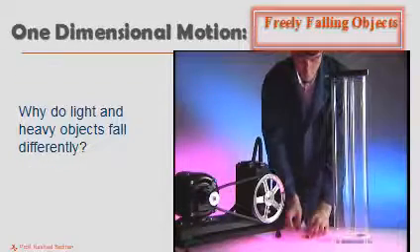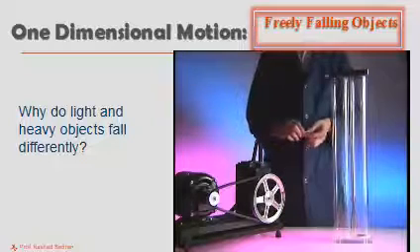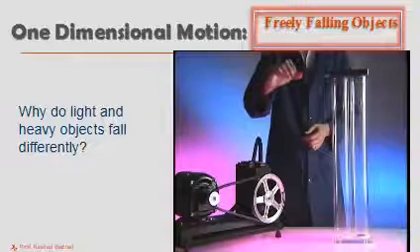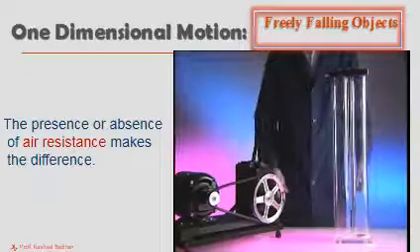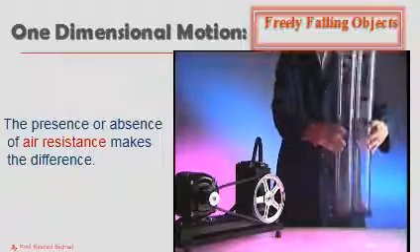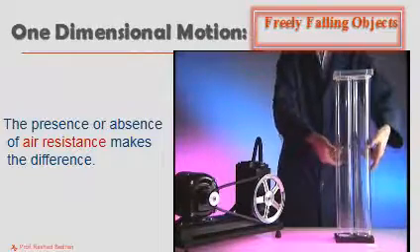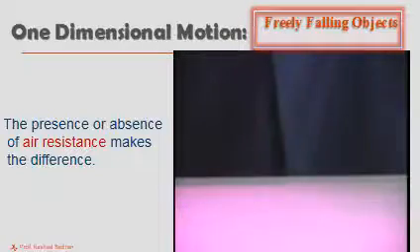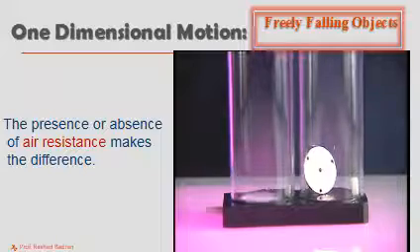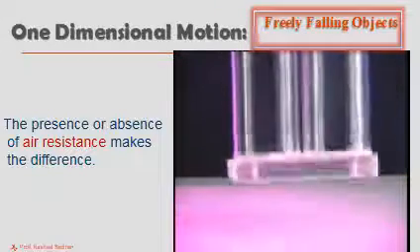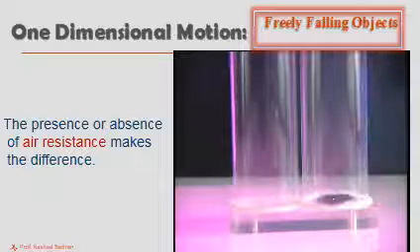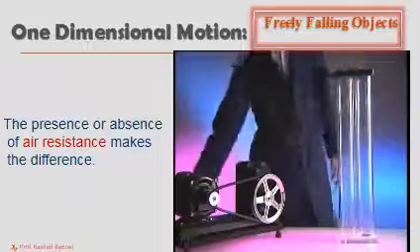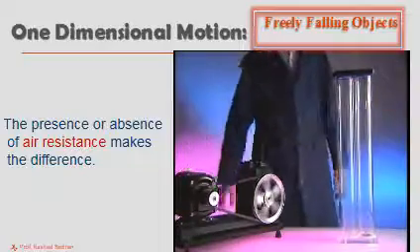We are used to seeing light objects fall more slowly than heavy objects. But why do light and heavy objects fall differently? We will use this pair of tubes containing metal and paper discs to show the effect of eliminating air resistance. This is how the objects fall when the tubes are filled with air. If we now remove most of the air from the tubes with a vacuum pump and repeat the demonstration, the results change dramatically.